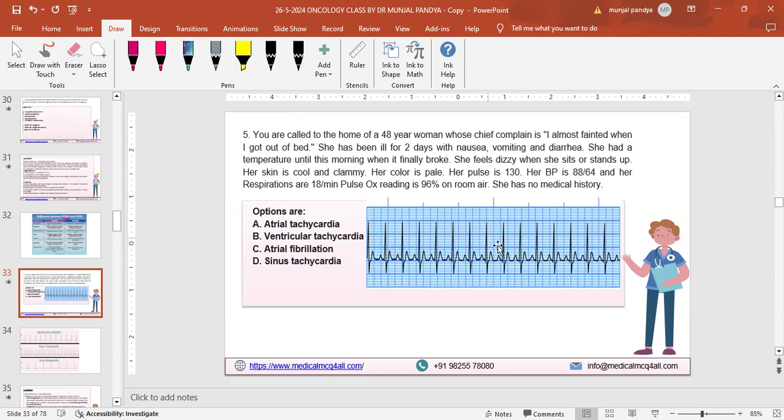You see the ECG here. This is the actual ECG in front of you. What is the diagnosis? After looking at this ECG, what do you think it could be? Atrial tachycardia, ventricular tachycardia, atrial fibrillation, or sinus tachycardia?